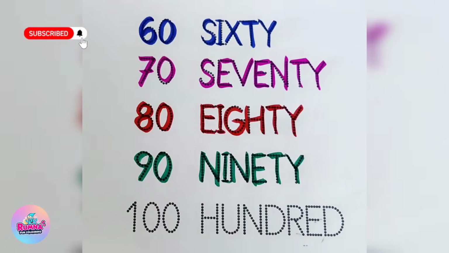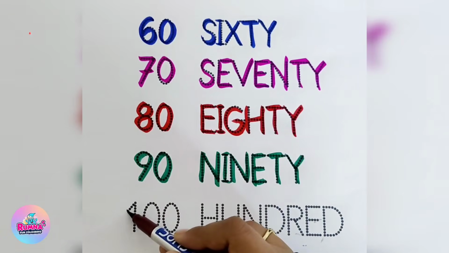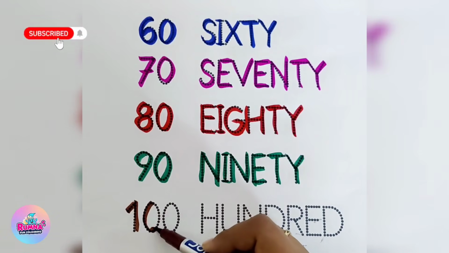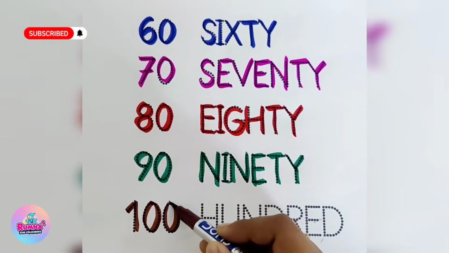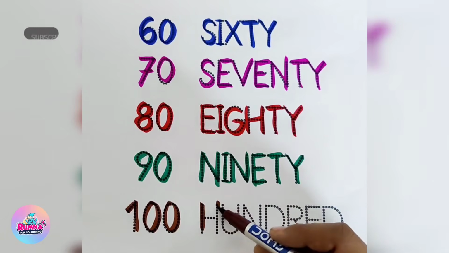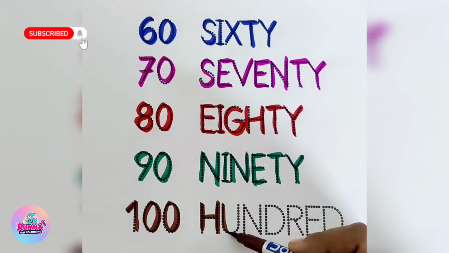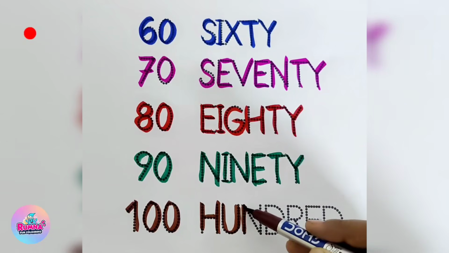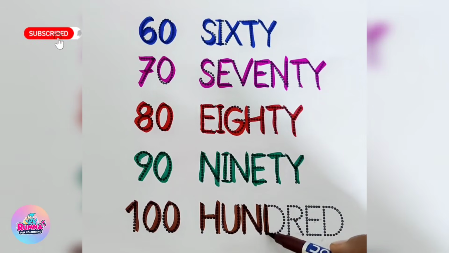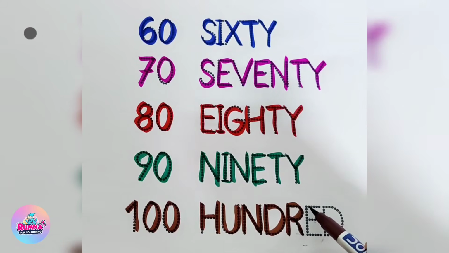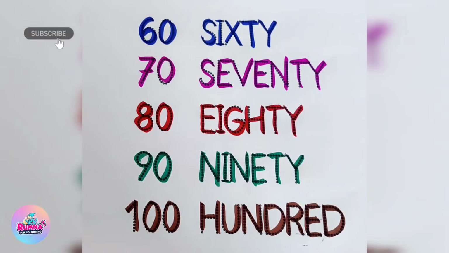Then we have our next number, that is 100. 100. 1, 0, 0. 100. H, U, N, D, R, E, D. 100. HUNDRED 100.